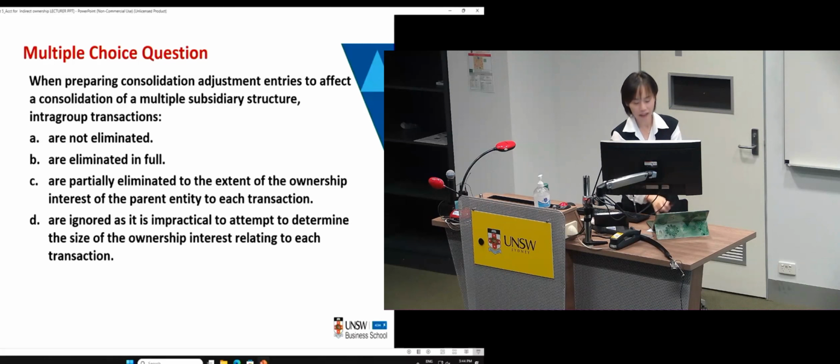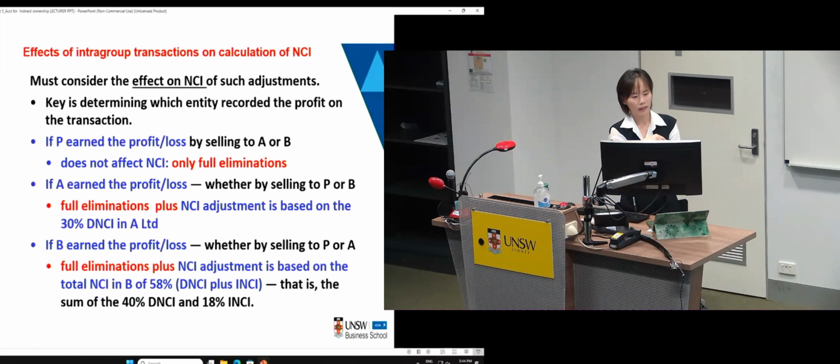Full elimination is required. Eliminate in full in your consolidation worksheet all the intragroup asset, liability, revenue, expense, equity. Okay. Now this is not going to be affected by the existence of NCI. All right, now so you can see the effect of intragroup transaction on the calculation of NCI, so we have to consider, right, the effect on NCI of such adjustment. Now the key is to determine which entity records the profit on the transaction, whether it is a parent, right, or child company or grandchild company in the group.